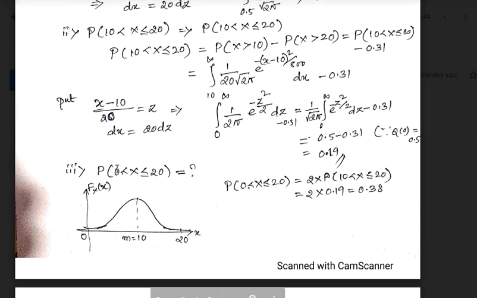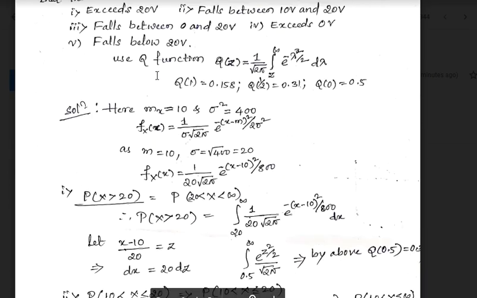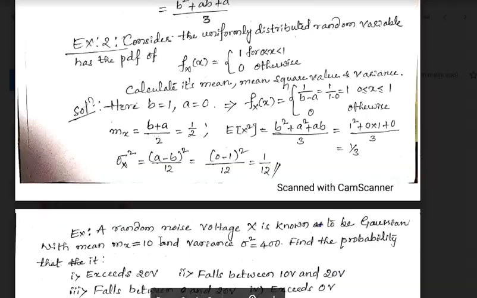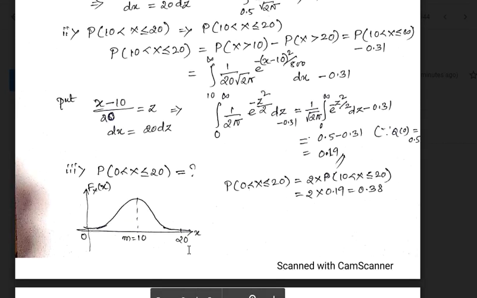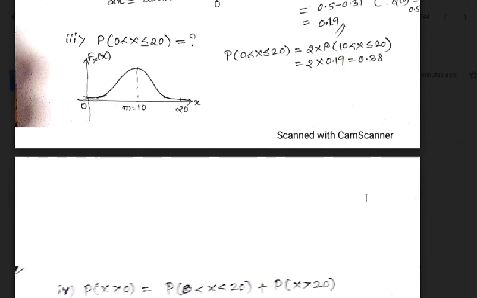Similarly, P of x in between 0 to 20 is found. We already know the result for between 10 to 20, and we know the property that whatever is the range from 10 to 20 will be the same from 0 to 10. So from 0 to 20 it has to be 2 times 10 to 20, so we are getting 0.38.